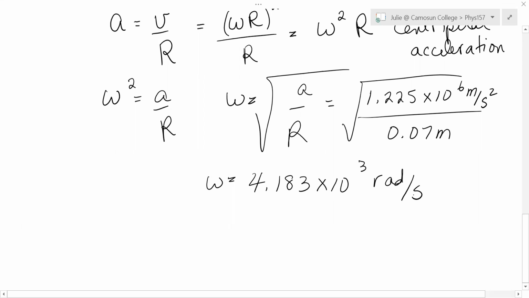Now notice here, it's also kind of funny that the meters under the square root cancel. You're left with 1 over seconds. When you take a square root of that, you get 1 over second squared. You take a square root, you get 1 over second. But once again, these rads, they kind of come and go as you need them. That is omega, and that is in rads per second.